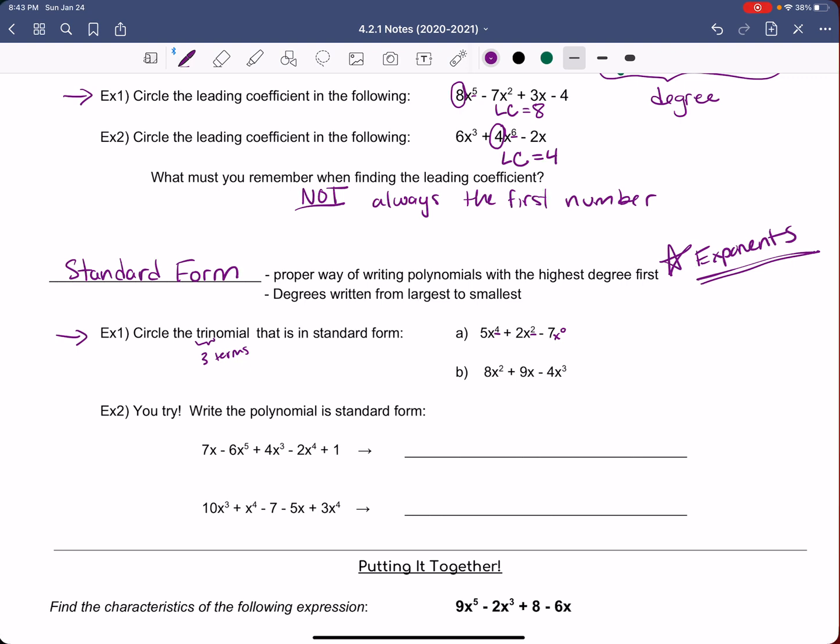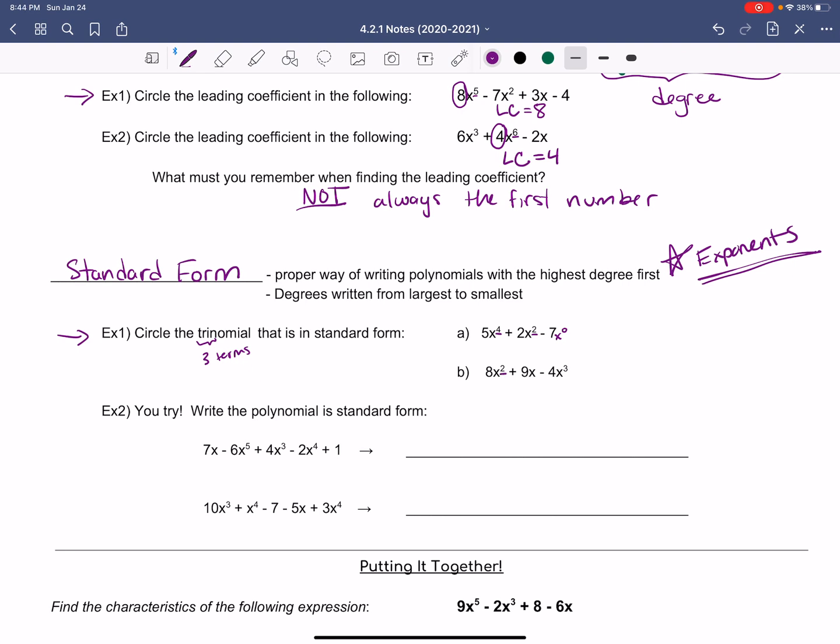Now in B, we have our exponent of 2, followed by, this time, since there is a variable, an invisible exponent of 1, and then an exponent of 3. Now looking between those two options, we want to know which one is in descending order or written from biggest to smallest, which means it has to be A because we go from 4 to 2 to 0. And then in B, it was 2, then 1, then 3, which is not in order. So A is the polynomial written in standard form.